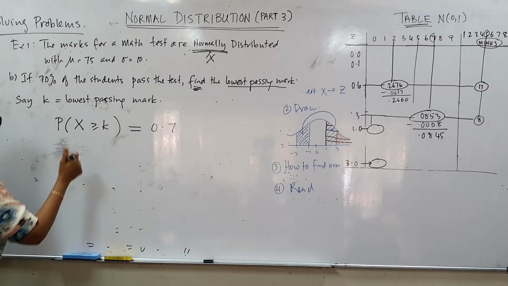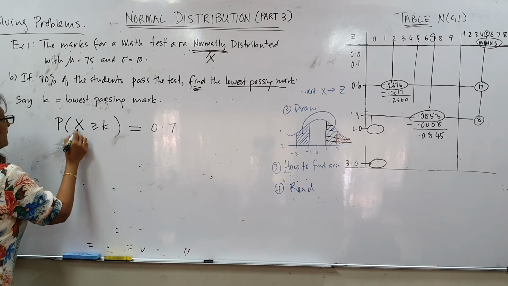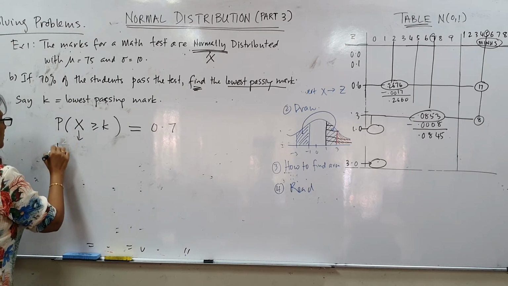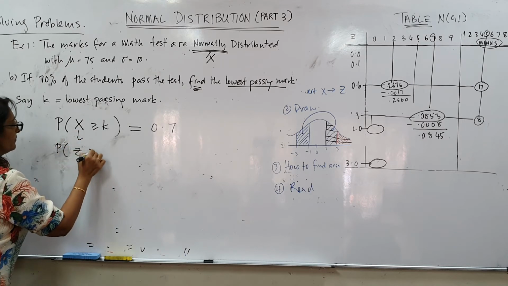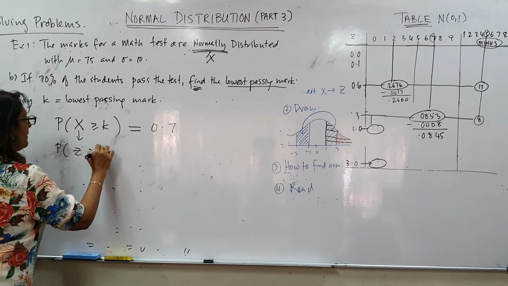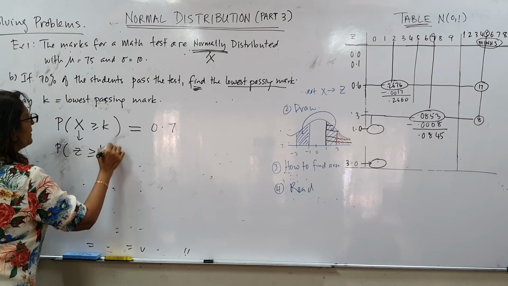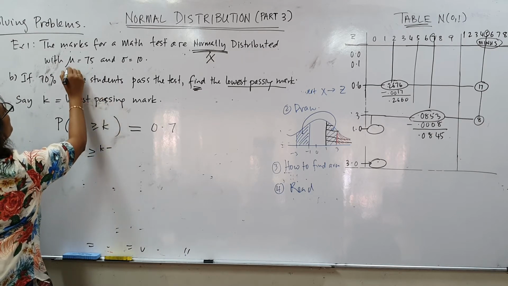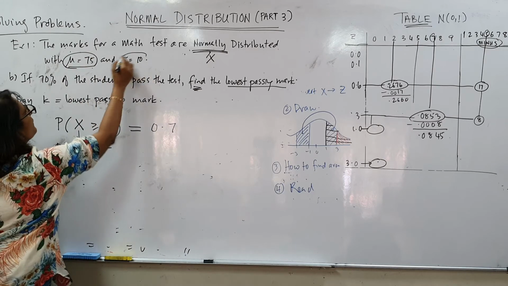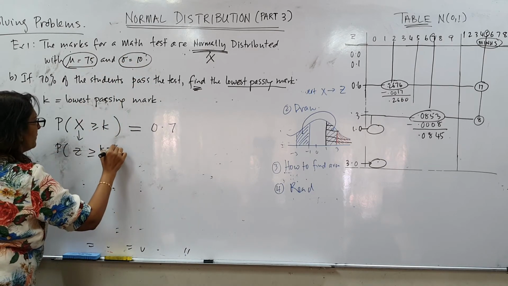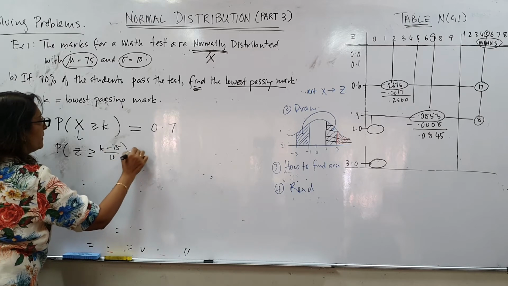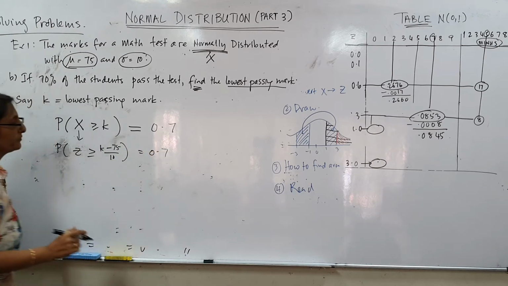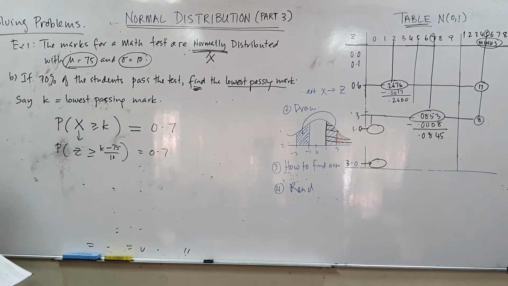Now we start. Step 1, change X to Z. So we put the K. K is a small x minus mu. Mu is 75 and sigma is 10. K minus 75 over 10 equals 0.7. You got this. You need to find your K.